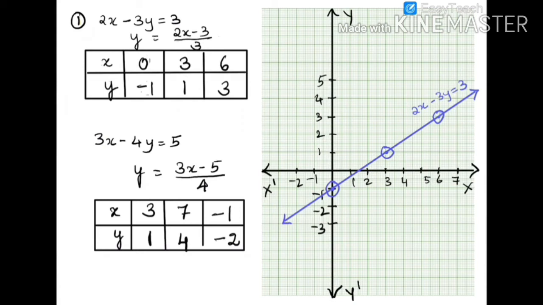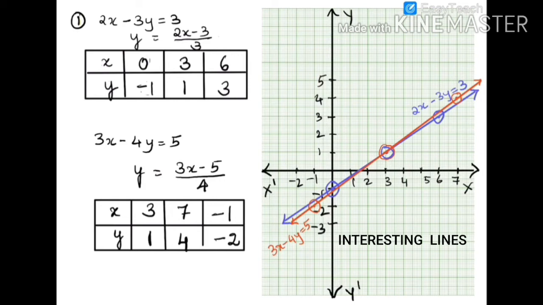Let's plot the points for the second equation. (3, 1) lies over here. (7, 4) is lying over here. And (-1, -2) is lying over here. Join these points using a ruler and label the line with the corresponding equation 3x minus 4y equal to 5.